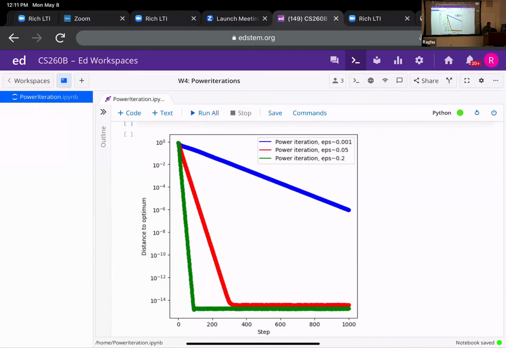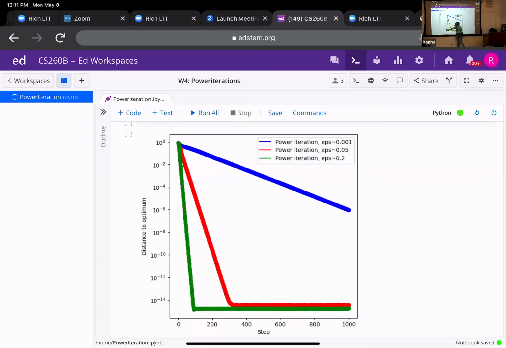And what do you notice about this plot? Why do you think it's a straight line? What does it being a straight line mean? Well, the y-axis is actually a log plot, right? This is 10 to the -14, 10 to the -12, but it's hard to plot 10 to the -14 on a linear scale, so it's really a log-linear plot, right?